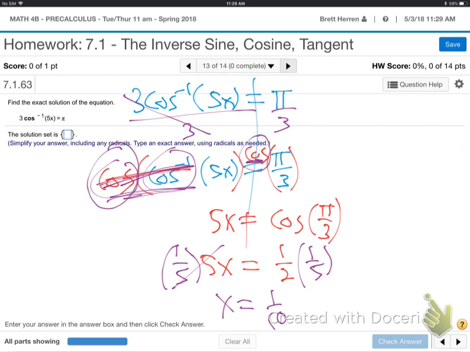Whenever we do something, we have to do it to both sides. So it's a good question. I'm just doing cosine on both sides. On the left side, they cancel out because there's cosine and cosine inverse. But on the right side, it stays as a function. That's how it always works.